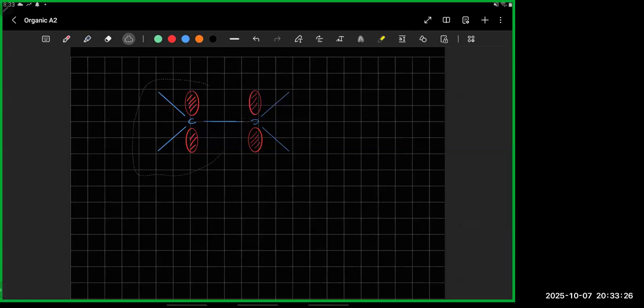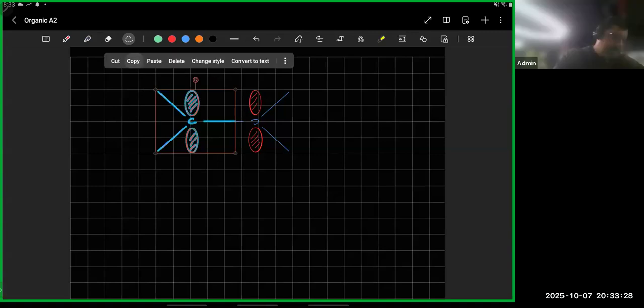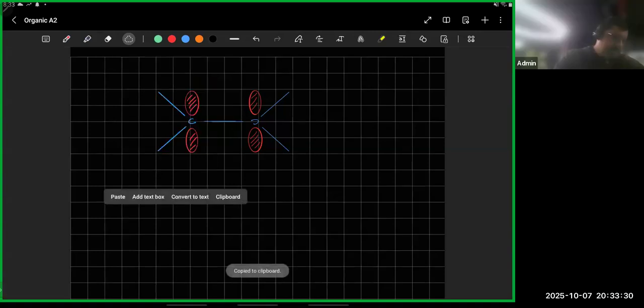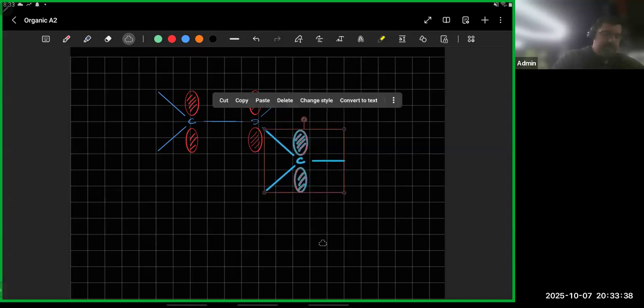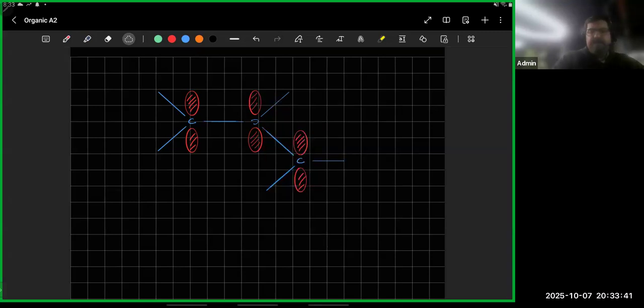Yes. So then there is another one, and that's trying to make a sigma bond as well. तो मैंने यहाँ पे कर दिया, ठीक है? So they end up forming a sigma bond.